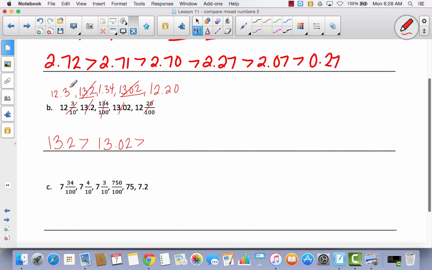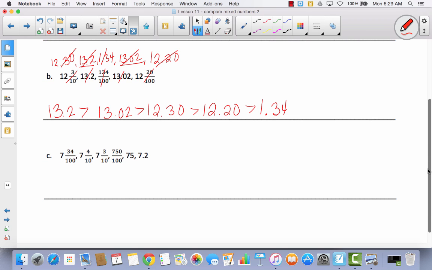Well, what if I change this one to hundredths? Maybe that would make it easier for us to compare. Well, I know it's going to be between these two that have 12 as a whole number. So the next largest is going to be 12 and 30 hundredths. And then it's going to be 12 and 20 hundredths. And lastly, it's going to be 1 and 34 hundredths. Okay, one more.